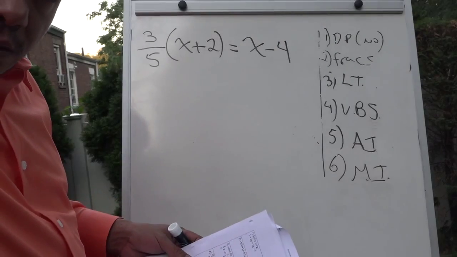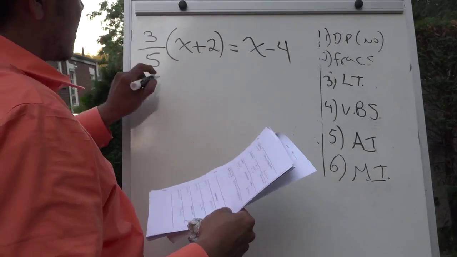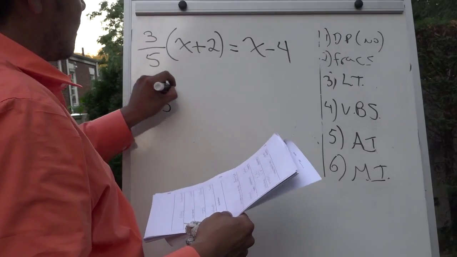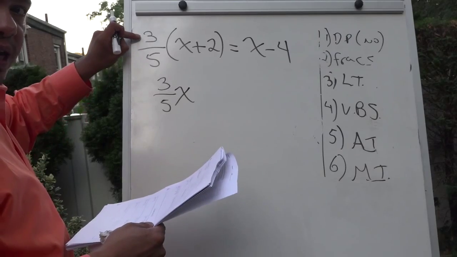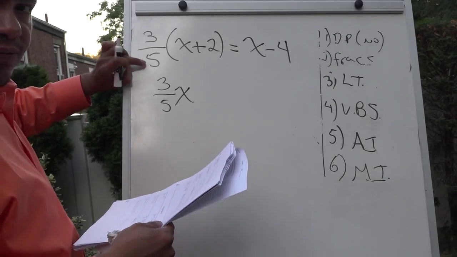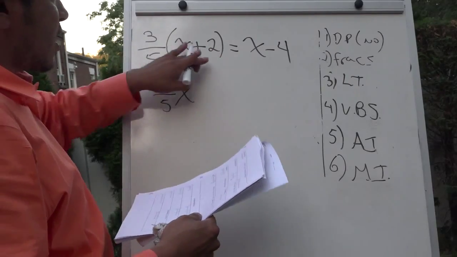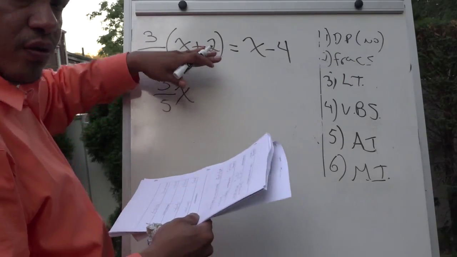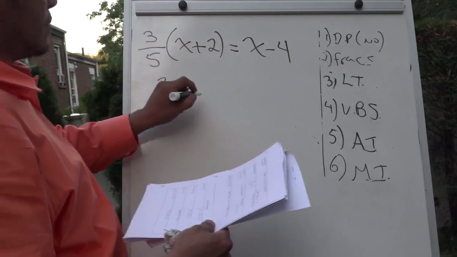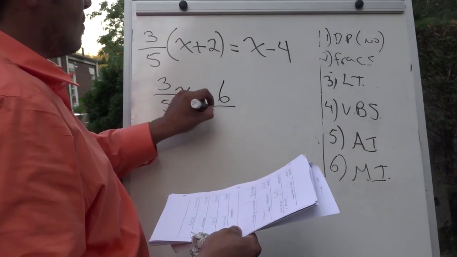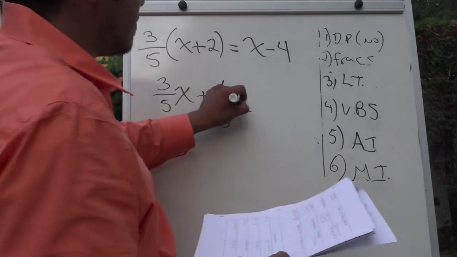Okay. So 3/5 times x is 3 over 5x. Remember, when you multiply by a fraction, you're multiplying by the top and dividing by the bottom, or dividing by the bottom and multiplying by the top. 2 divided by 5 does not go evenly, so I'm just gonna have to go with the multiplication first. 2 times 3 is 6 over 5, or divided by 5.